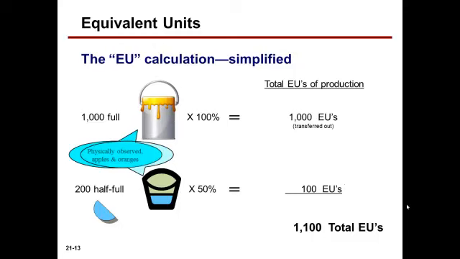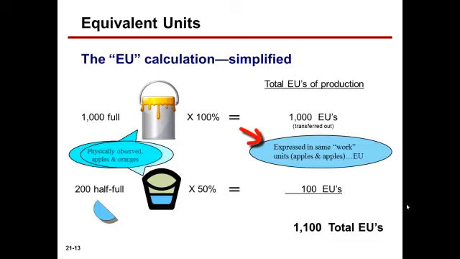So we can observe that which is transferred out. We can observe the partially completed units at month end, but we have to express those in terms of the same work units. So it's an apples and apples comparison. EUs does that for us.